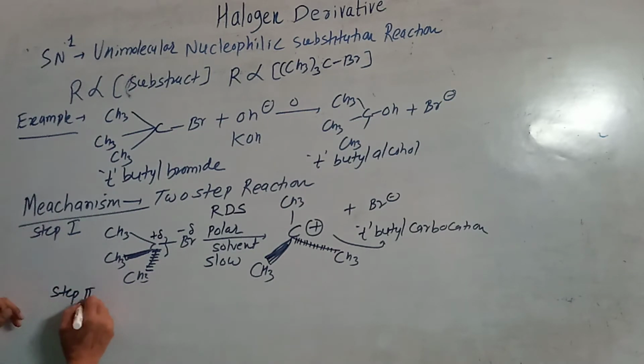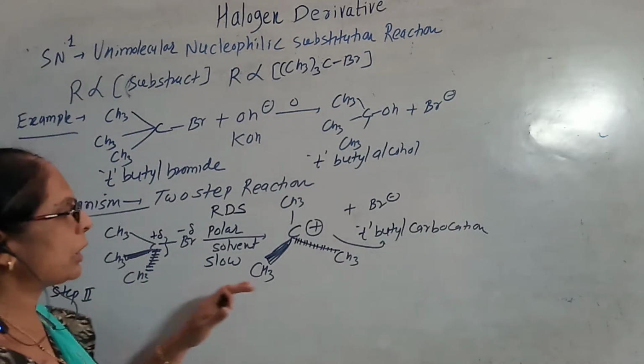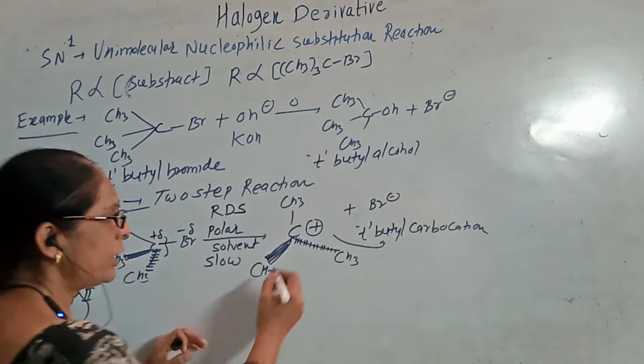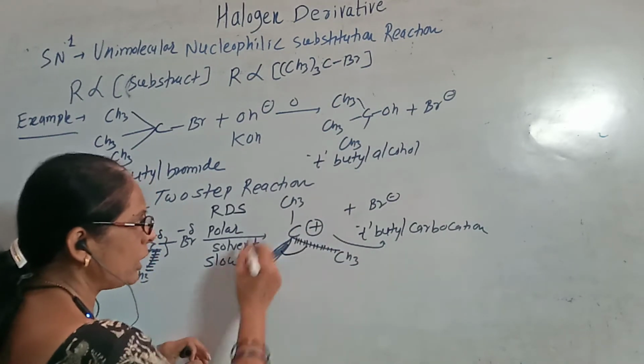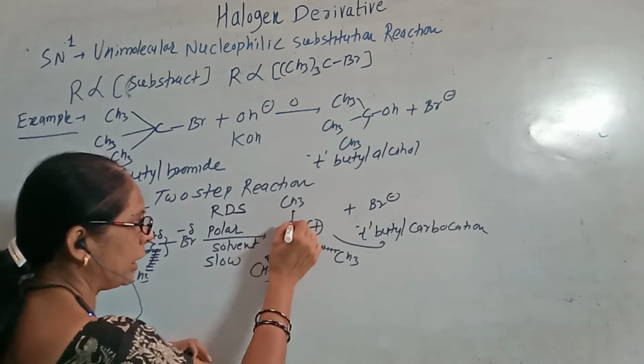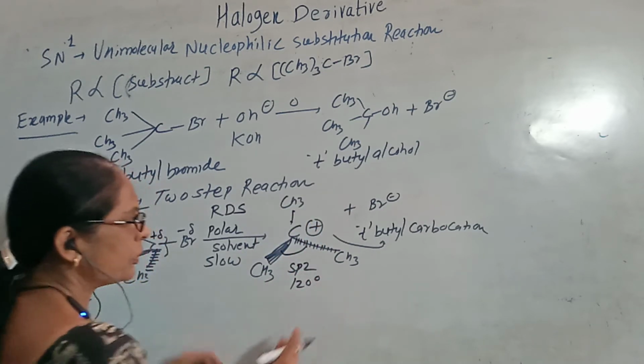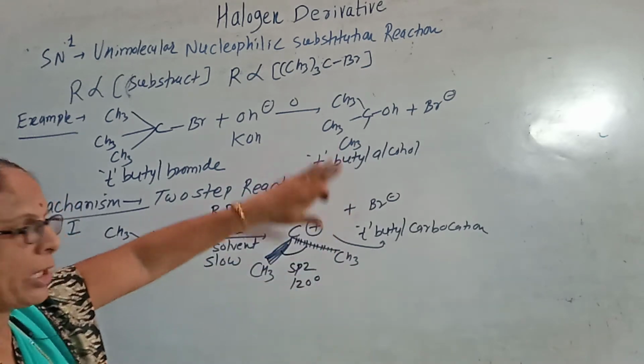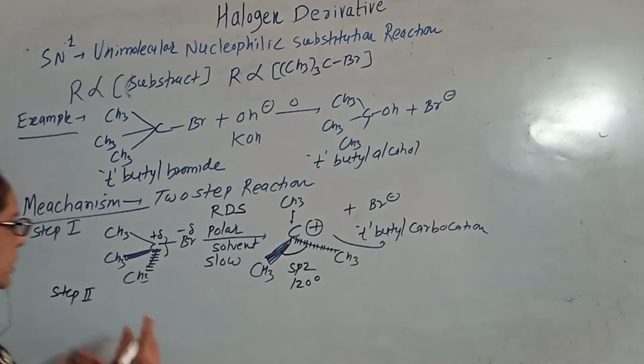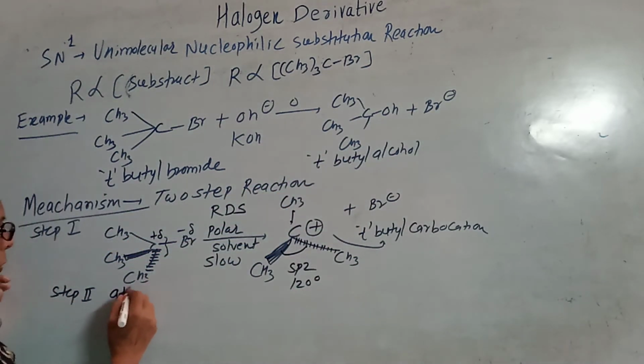In the second step, the tertiary butyl carbocation, now you observe, is sp2 hybridized because it is bonded with only 6 electrons. The bond angle is 120 degrees, so therefore it has a planar symmetric arrangement. So in the second step comes the attack of the nucleophile.